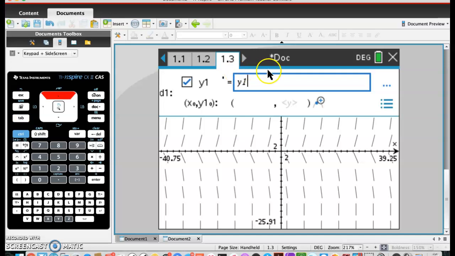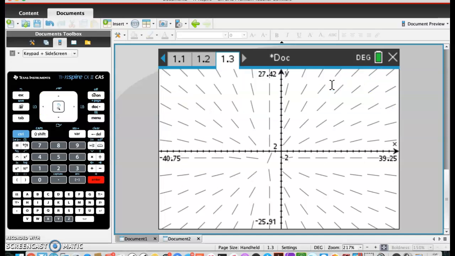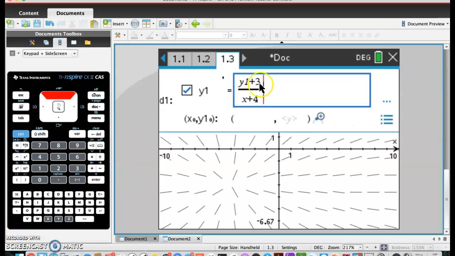Let's go back to the chart. Let's go up to this one. And let's say I did y1 plus 3 divided by x plus 4. I'll put that in parentheses. There we go. I'm going to hit enter, and I'm going to see these crazy lines going all over the place. Just wanted to change the window for you here.